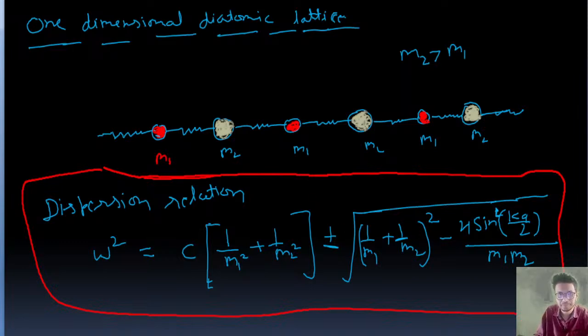So omega square equals C into (1 upon m1 plus 1 upon m2), not square, plus minus C root of (1 upon m1 plus 1 upon m2) whole square minus 4 sine square K a by 2 upon m1 m2. So this is the dispersion relation, where omega is the angular frequency.